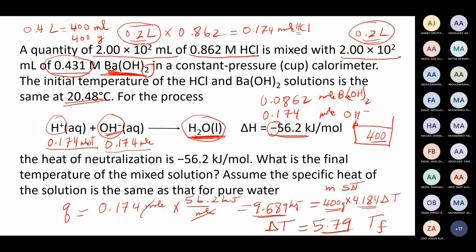The temperature will increase. Clear? Your system is the reaction itself, and the surrounding is the water. The 400 milliliter of water, or 400 gram of water, is the surrounding. This is minus, this means the heat goes from the reaction to the water. And the temperature of the water will increase. It was 20.48, now it is 26.27. Clear?